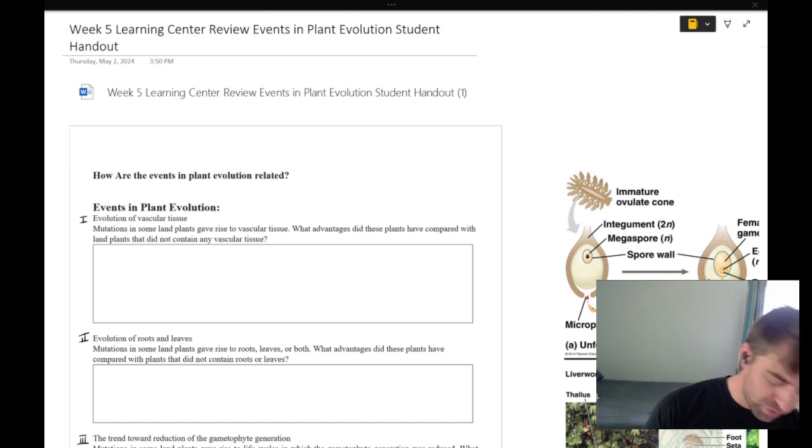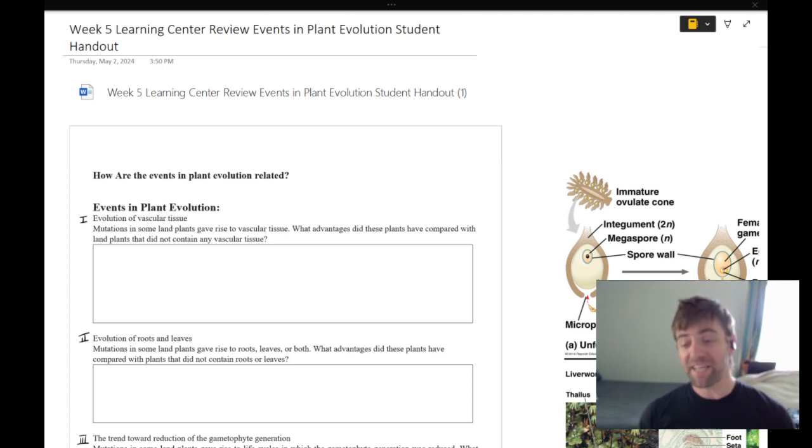Events in plant evolution. Looking first at vascular tissue. Mutations in some land plants gave rise to vascular tissue. So to set the stage here, we've been talking about the progression in types of complexity. Evolution can only work with what already is and then adapts it to meet whatever the new external pressures are.